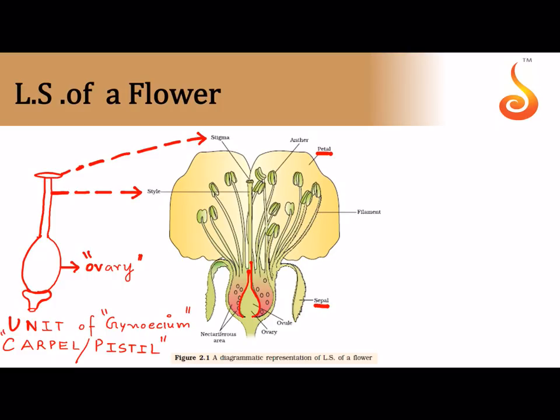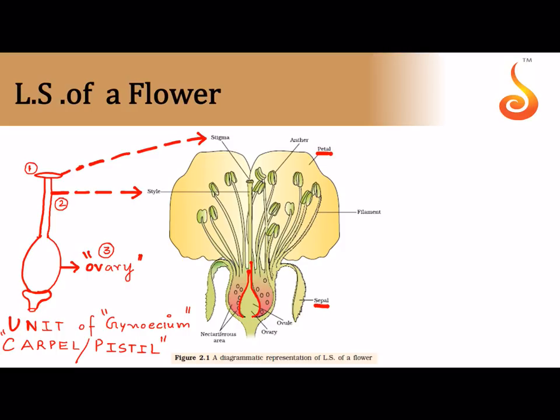Is that clear to all of you? So a carpel or the pistil has three important parts. The first part is this stigma, and then the second part is the neck, which is referred to as the style, and the third part is the basal swollen part, which is referred to as the ovary. Is that clear?